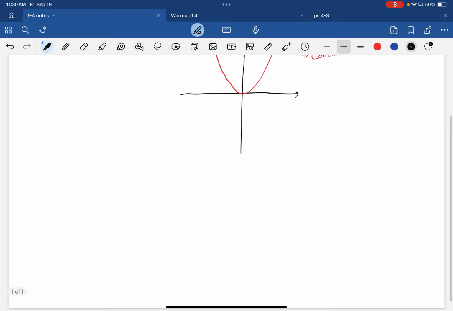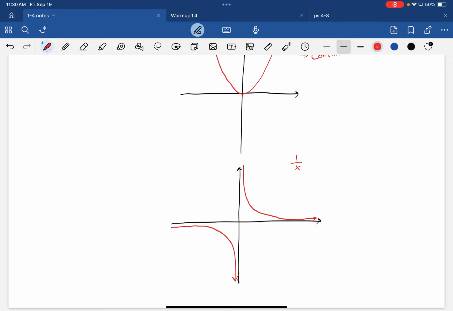On the other hand, we might have a function like 1 over x. You guys all know what the graph looks like. 1 over x. That graph looks like this, right? It has a vertical asymptote at x equals 0. And so we would say that this graph has a discontinuity at x equals 0. Discontinuous at x equals 0, right? Because it has a jump between positive x and negative x.